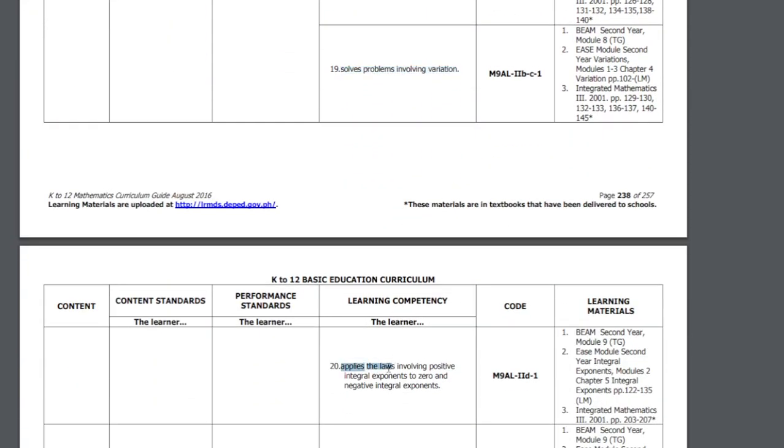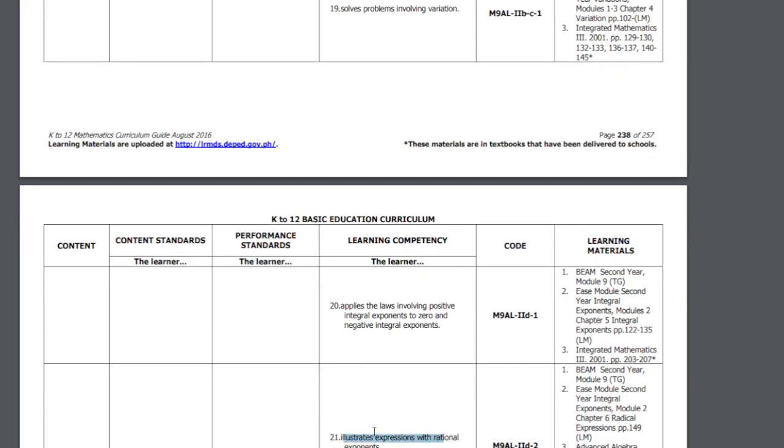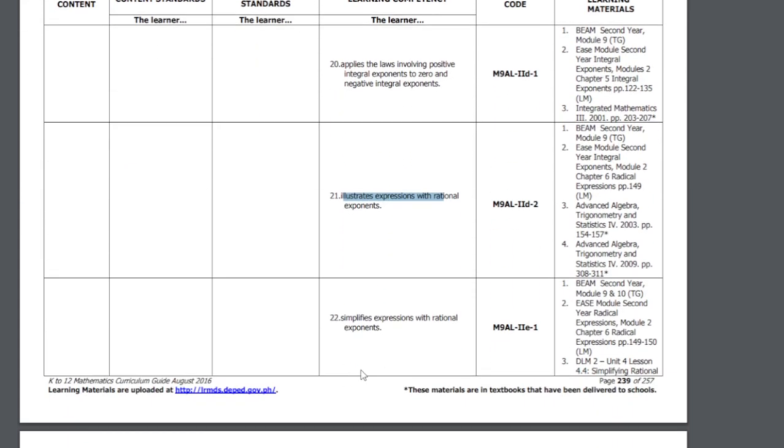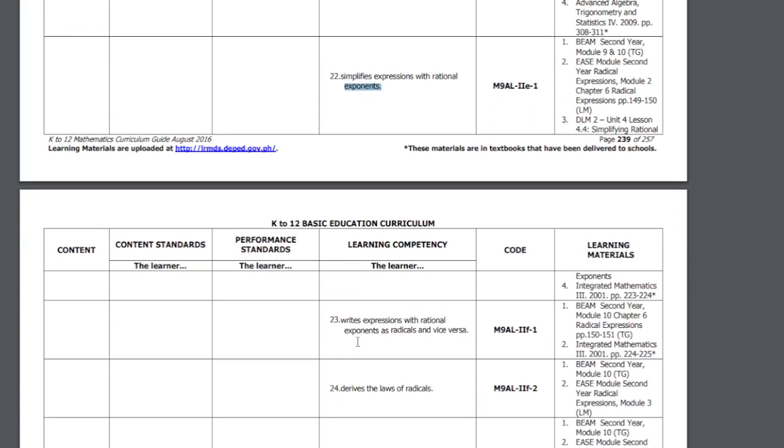Then we are going to apply. So this is a new one. Apply the laws involving positive integral exponents to zero and negative integral exponents. And then illustrate expressions with rational exponents, and then simplify expressions with rational exponents. This is like radicals, but in exponent form. Then we're going to write expressions with rational exponents as radicals. It's basically radicals in exponent form.